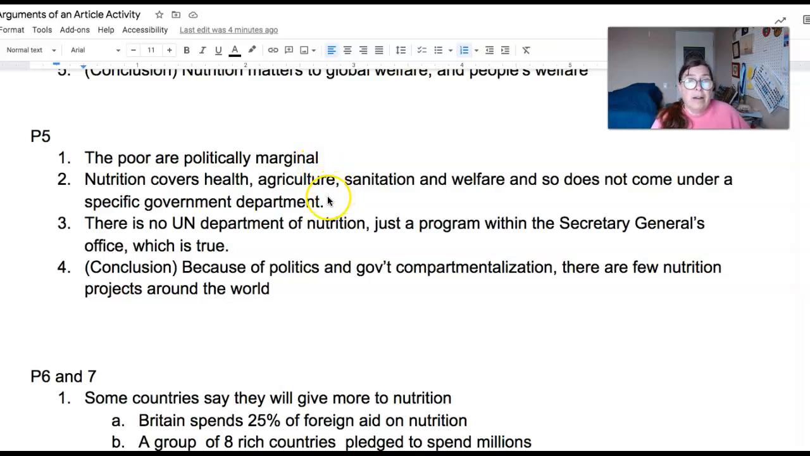They say that health, agriculture, sanitation, and welfare are government departments, but nutrition is not a government department. Again, they didn't list governments for me and what their different departments were, but I will take them at face value. That seems like a reasonable statement. The UN doesn't have a Department of Nutrition. That's easily fact-checked. So because of these 3 reasons, there aren't as many nutrition projects around the world as there should be. Definitely an explanation-based argument. The facts seem reasonable. They seem to support the conclusion.